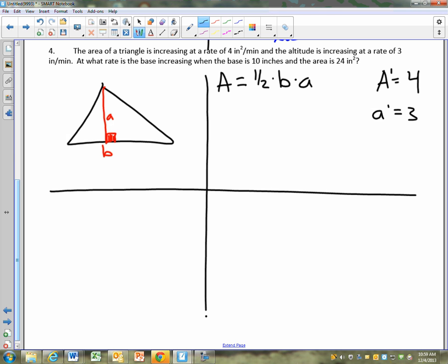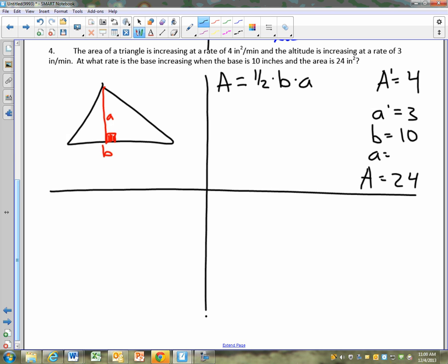What else should we write down? B is 10. Do we know big A? Okay, big A is 24. Do we know little a? And maybe we won't need it. But if we do, could we find it? If we know the base and we know the area, we could find the altitude.